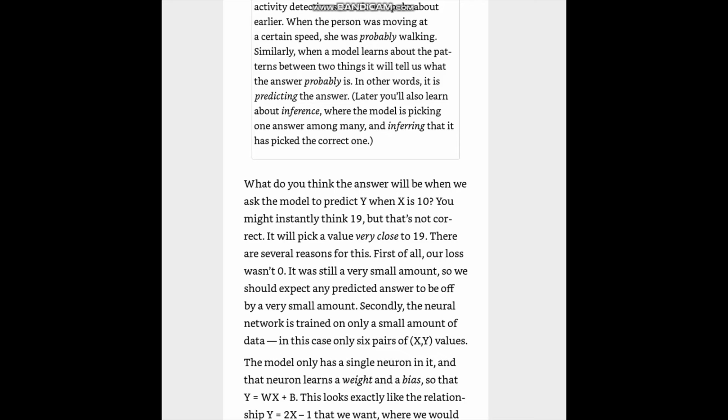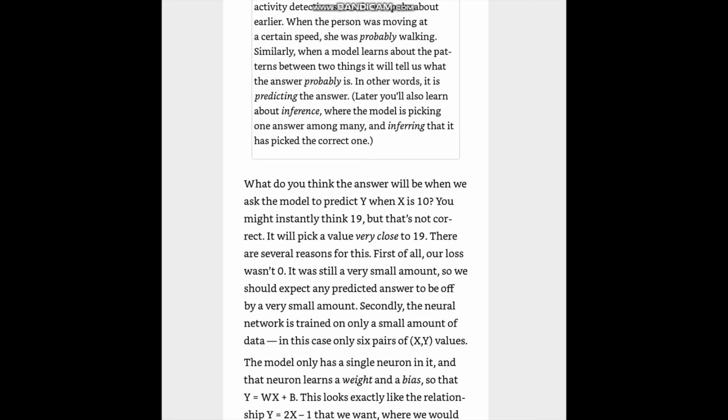So what do you think the answer will be when the model is asked to predict y when x is 10? If we put in the value, we'll say that y will be 19. But not exactly. The model won't always give us the value 19. It will pick a value very close to 19 but not exactly 19. There are a few reasons for this.